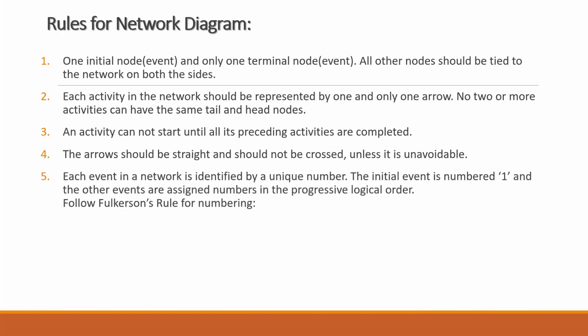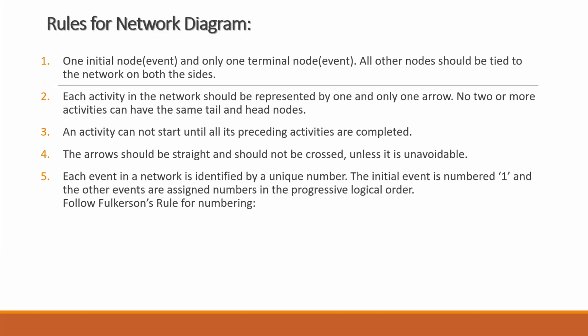Clear? Next one, each node or event in a network is identified by a unique number. A number is given to each node or event. The initial event or node is numbered as 1, and the other events are assigned numbers in their progressive, logical order. So 1, 2, 3, 4, and so on. In general, the head event should always be numbered higher than the tail event.